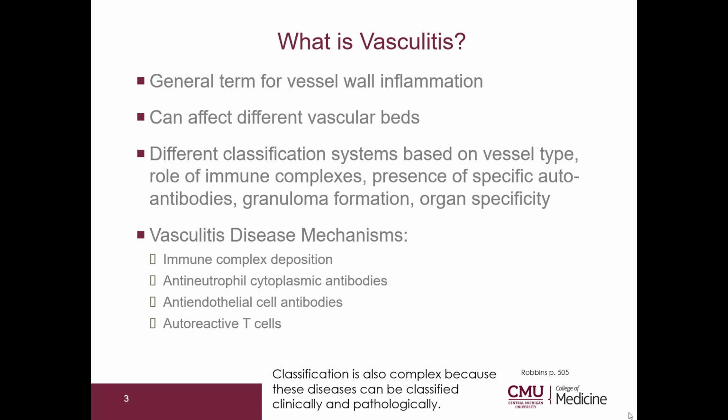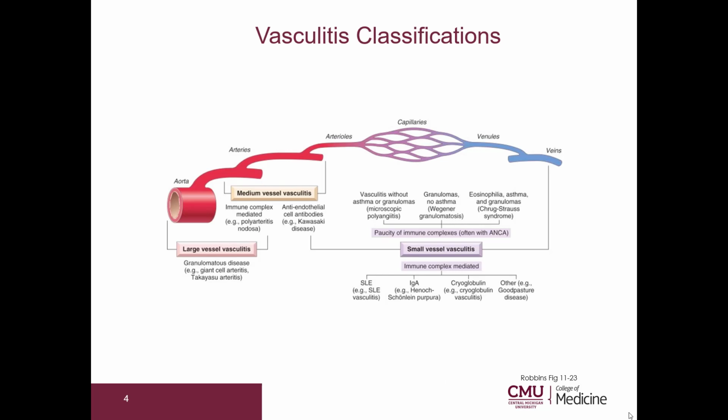The other reason this classification is complex is because these diseases can be classified clinically by the way the patient presents and what organs are affected, and vasculitis can also be classified pathologically, which means based on the appearance of the lesions involved under the microscope. This is one of the drawings from Robbins. It summarizes which parts of blood vessels are affected in particular types of vasculitis.